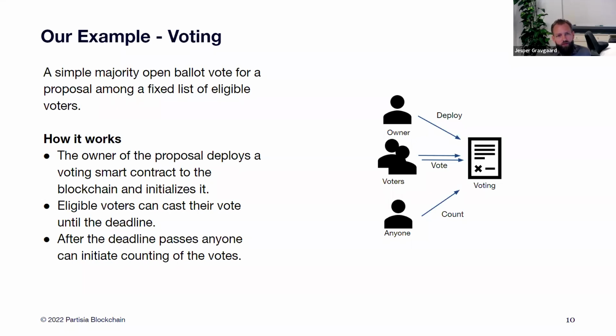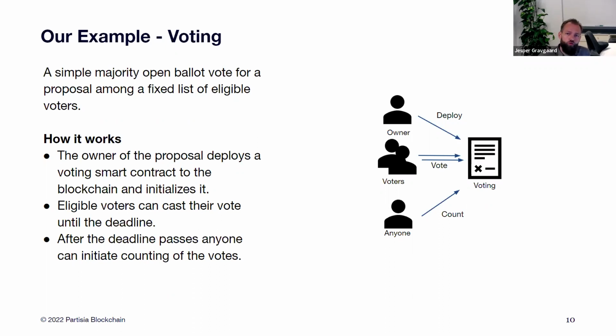So for the first part of this, we'll be using an example where we want to execute some sort of voting among a bunch of eligible voters. You can think of a board of a company, a board of an organization wanting to choose whether to take some action or not. So what we're looking at here is a simple majority open ballot vote, meaning that, well, if you have more than 50% of the votes, then the proposal will be accepted and it will be executed. If you have less, then it's rejected. And it's an open ballot, meaning that everyone can see what everyone voted.